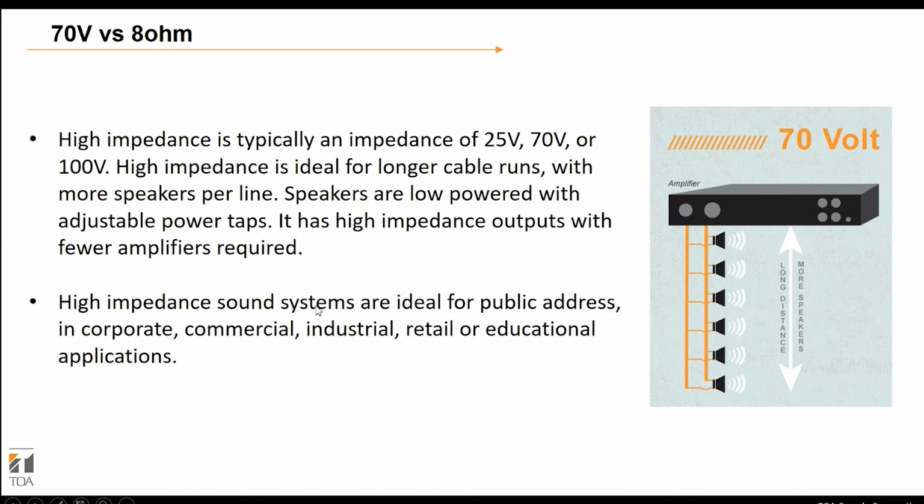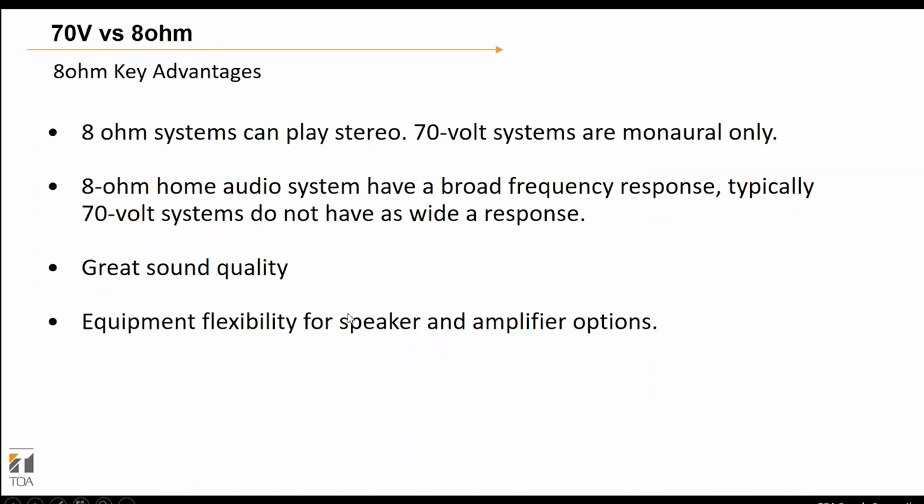Although in this case, we're not really talking a lot about the processing side of things. We're talking more about amplification and wiring here. So some of the key advantages: 8 ohm systems tend to be what you would focus on for designing a stereo system, whereas 70 volt systems are monaural only. So you've got one channel going out from the amplifier feeding all of those speakers, rather than in an 8 ohm stereo system, you would have multiple channels feeding the various different speakers in a space. So you might have a channel feeding right, a channel feeding left, and that's what you call a stereo image.